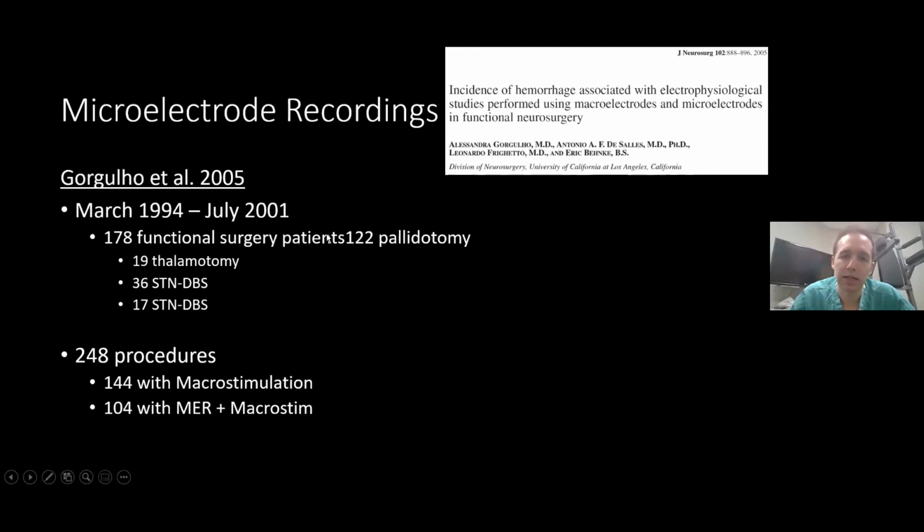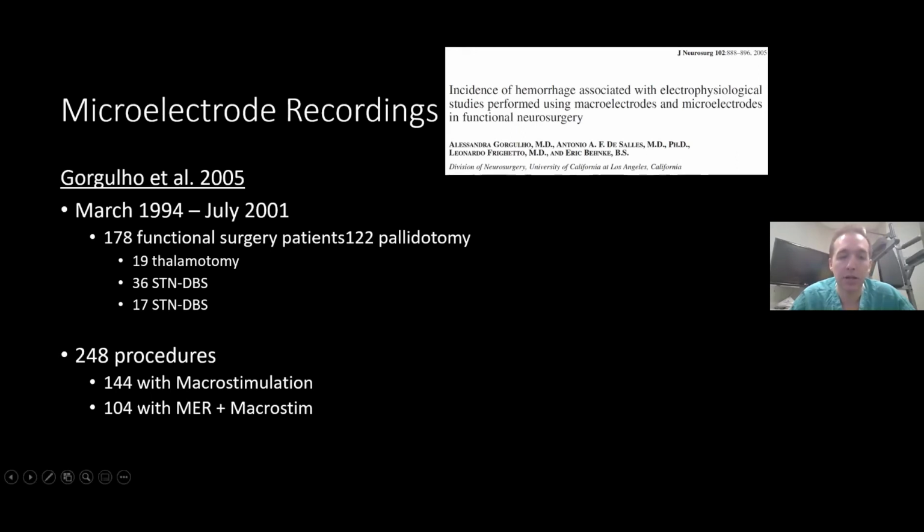This is a study from UCLA. It's back in 2005. They were still doing a lot of ablations then, but you got a good mix of ablations and DBS, a total of 248 procedures. With MERs, the electrode is very small. It's smaller than a hair, but it's a needle. So if you saw it, you'd see that you could easily skewer a vessel. You could poke something. It's a sharp thing. Macrostimulation is where you stimulate through the larger cannula so that you get the effects of the stimulation, but you don't have the sharp needle part of this.